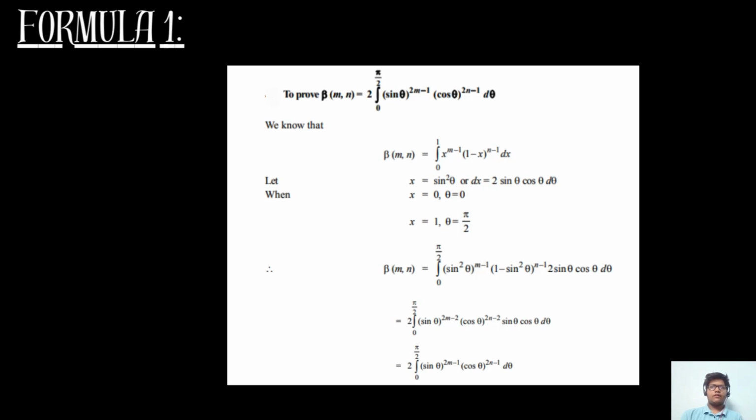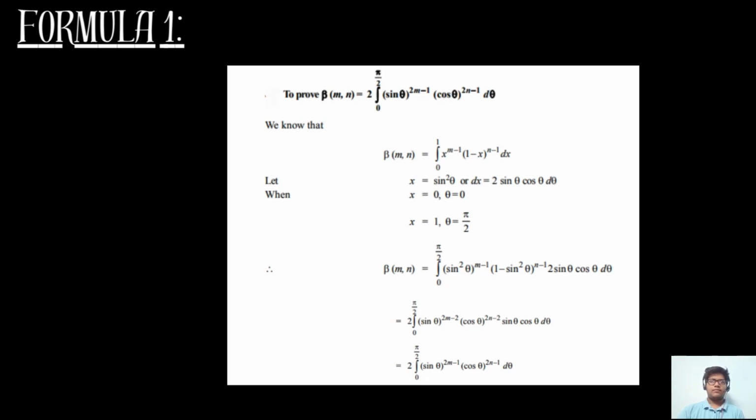This we have learnt in previous classes. Let x be sine square theta. Now doing differentiation of x, we get dx is equal to 2 sine theta cos theta d theta. Since it's a definite integral, the limits must change. So when x is equal to 0, theta is equal to 0, and when x is equal to 1, theta is equal to pi by 2.